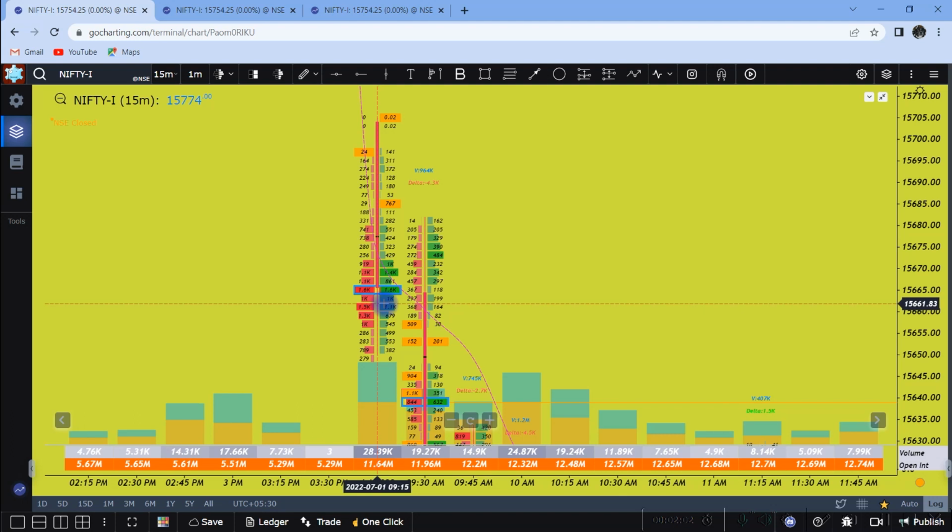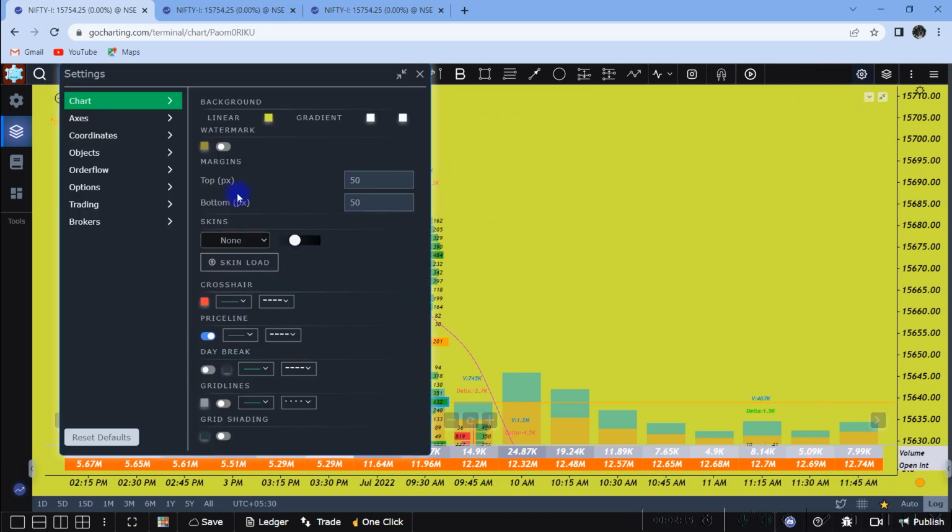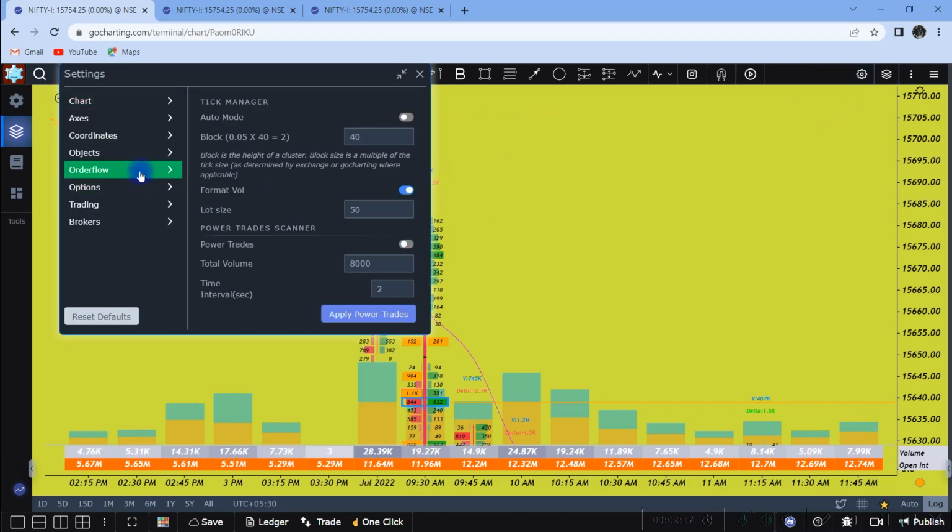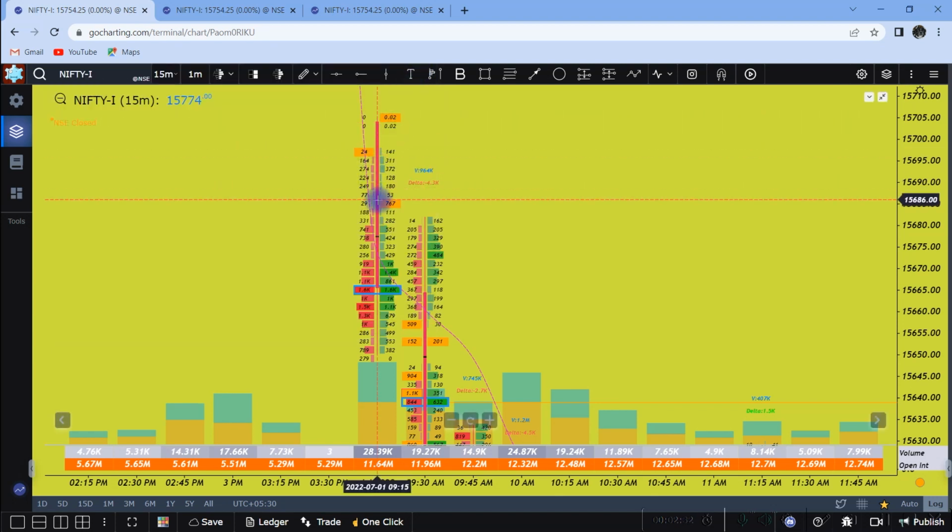The first thing on this platform, GoCharting, that you need to remember is that there is a little bit of confusion on the settings part, so I'll briefly go through that. The first thing you need to be very sure of, and always be consistent with, is the tick size you're using. For example, over here I've used a tick size of 40, which gives me the result of 2. What does it mean? For every 2 rupees of price movement, I'll get the orders seen over here.